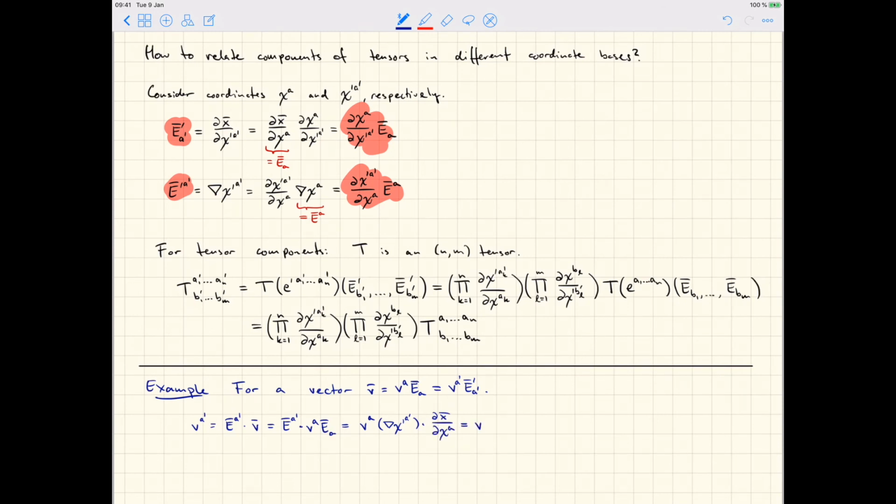Using the chain rule in reverse, we find that this is v^a times d chi^{a'} / d chi^a. And we note that this is precisely the transformation rule that we get with n equal to 1 and m equal to 0 in the above derivation. That is, we have n different from 0, which gives us the terms which have the derivatives of the primed coordinates with respect to the unprimed ones, but we do not have any terms where we have the derivative of the unprimed coordinates with respect to the primed ones.